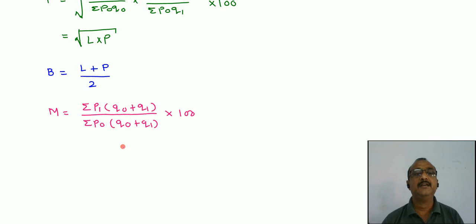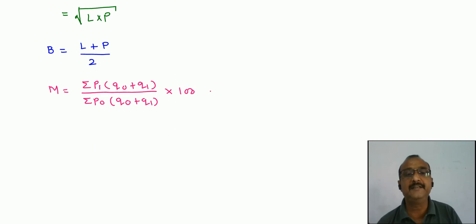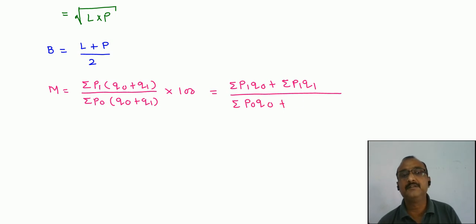But the actual formula of Marshall is: now multiply sigma p1 with this bracket. We will get sigma p1 q0 plus sigma p1 q1 upon sigma p0 q0 plus sigma p0 q1, into 100.